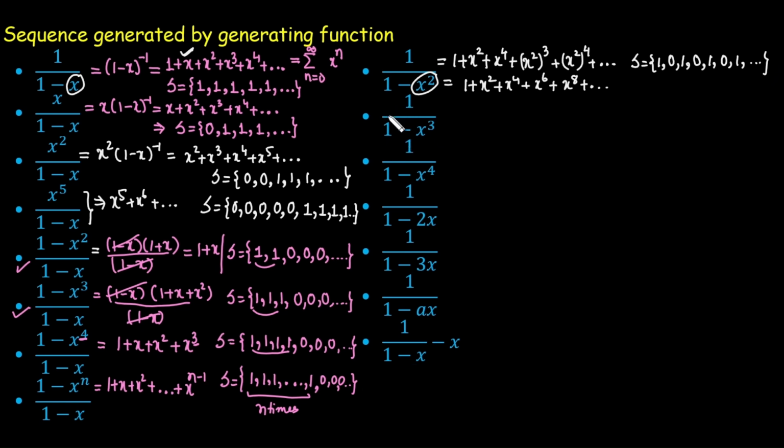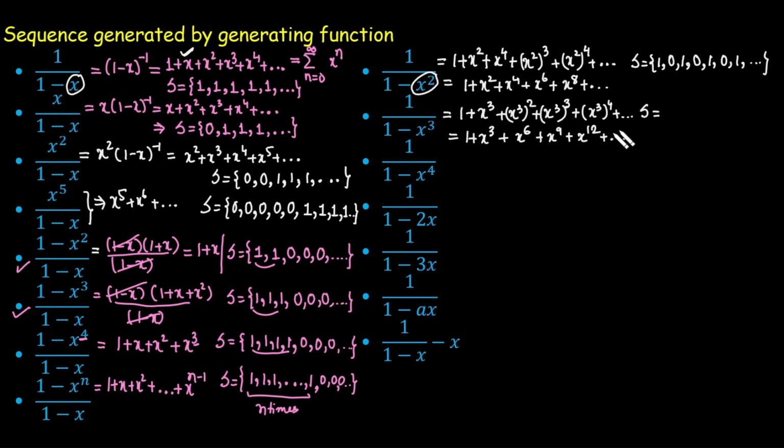Moving toward the next case, 1 upon 1 minus x cube. This can be written as 1 plus, in place of x, replace x cube. So we can write this as x cube plus x cube whole square plus x cube power 3, x cube power 4. This is equal to 1 plus x cube plus x raised to power 6 plus x raised to power 9, x raised to power 12 and continue this.